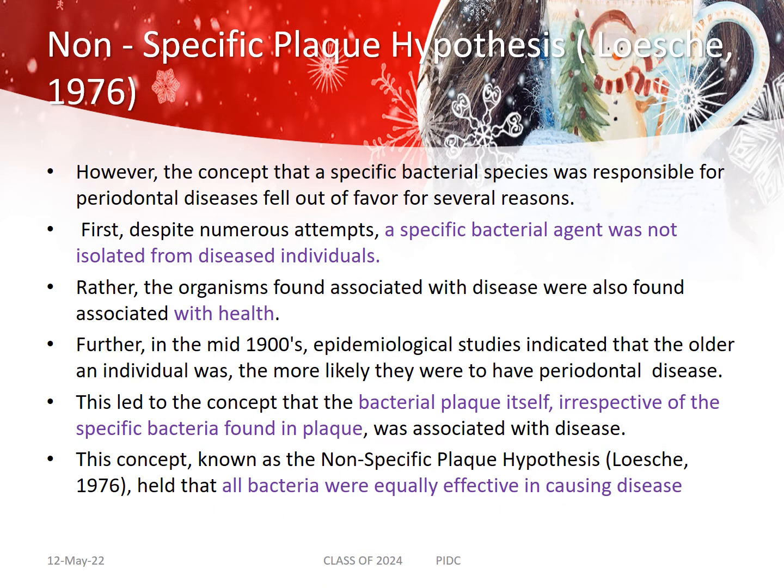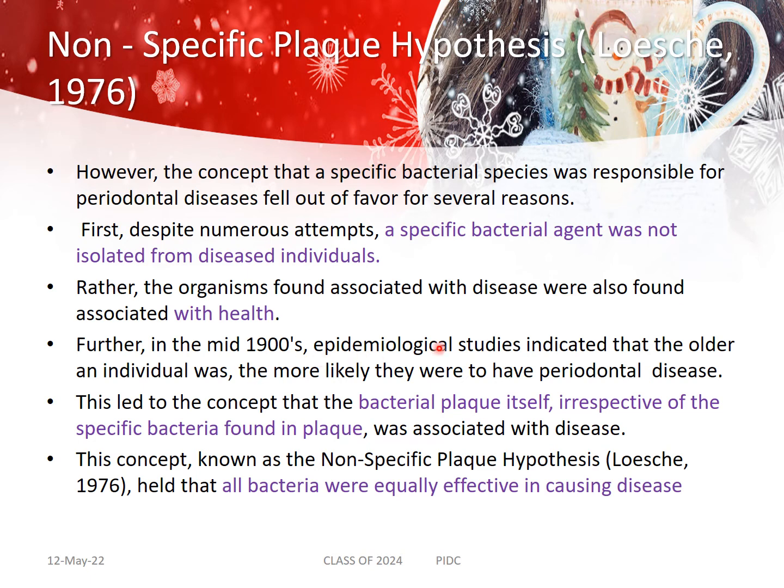So coming on to the non-specific plaque hypothesis given by Loesche, however, the concept that a specific bacterial species was responsible for periodontal disease fell out of place for several reasons. First, despite numerous attempts, a specific bacterial agent was not isolated from diseased individuals. If a patient has a disease status, there will be more microorganisms instead of one single microorganism. That is the hypothesis in short. Rather, the organisms found associated with the disease were also found in healthy individuals.